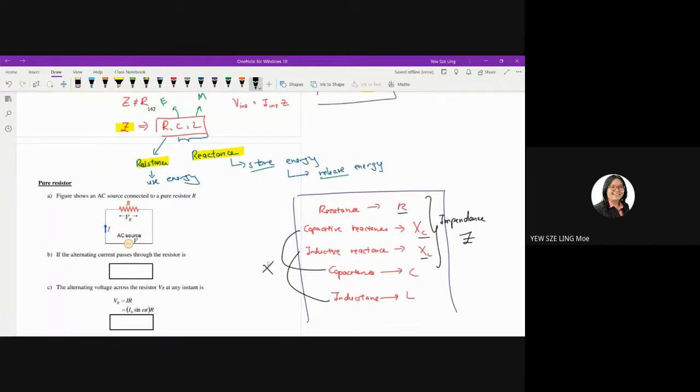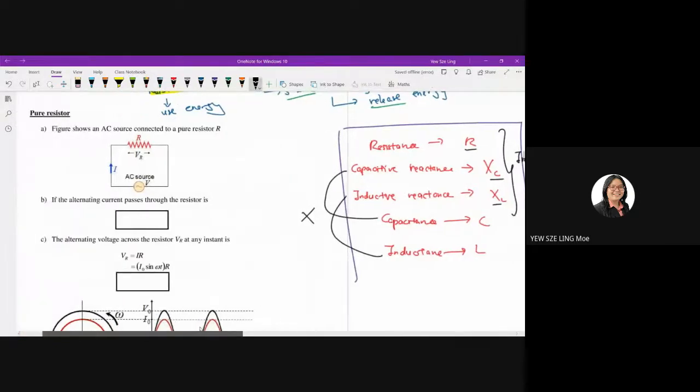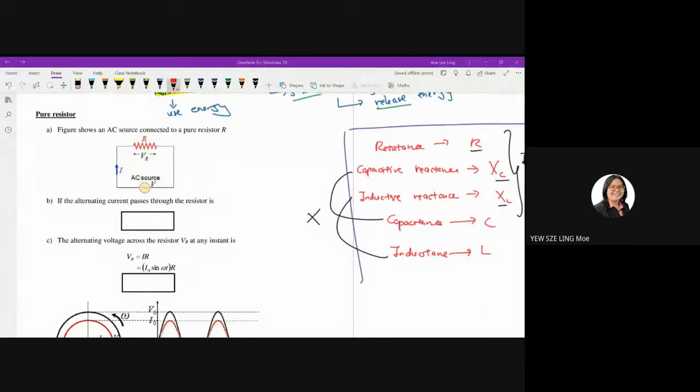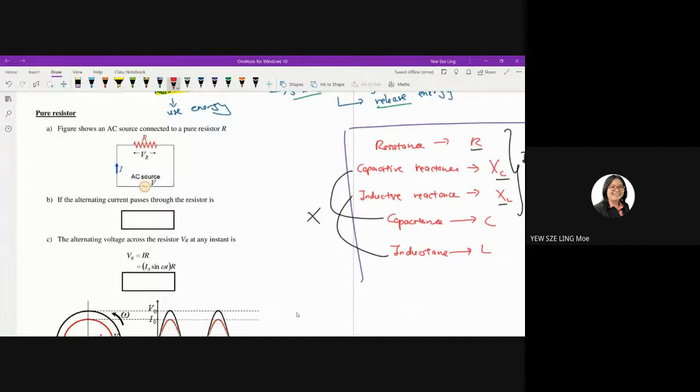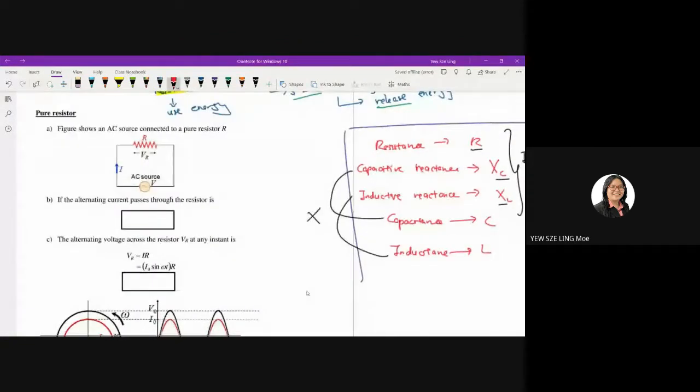Okay, now let us go through the components one by one. Kalau kita dah boleh faham component one by one, then the rest should be very simple, very easy. So the figure shows an AC source connected to a pure resistor. So this is the diagram. When it comes to this derivation, you need to know how to sketch the diagram, the waveform, and the phasor diagram, because all this can be asked in questions. Soalan memang boleh minta anda sketch semua benda ini. So sketching yang anda di muka surat ini semua anda kena tahu.